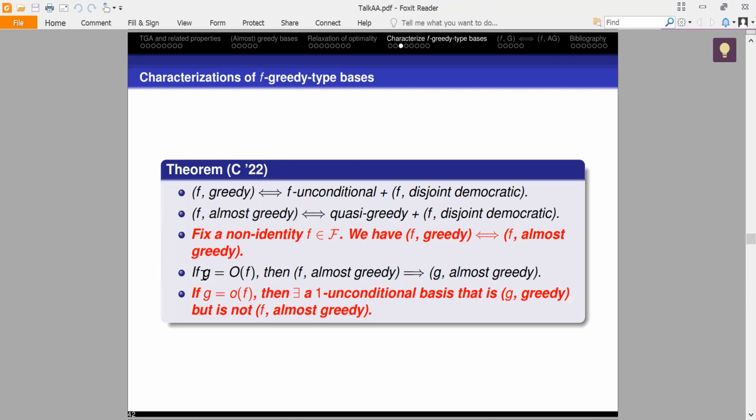The fourth result is that if G is bounded by F, then F almost greedy implies G almost greedy. If G over F approaches 0, then there exists an unconditional basis that is G greedy, but it's not F almost greedy. I highlight the two results here in red so that we can go into the detail of a proof sketch, not the whole proof, but only a sketch.